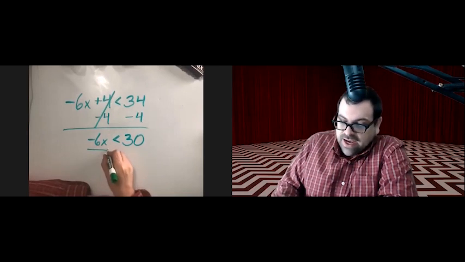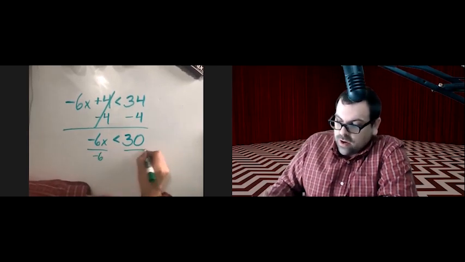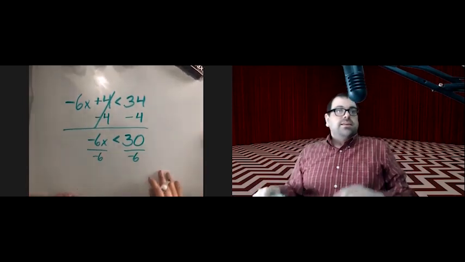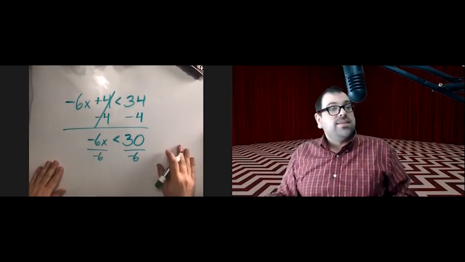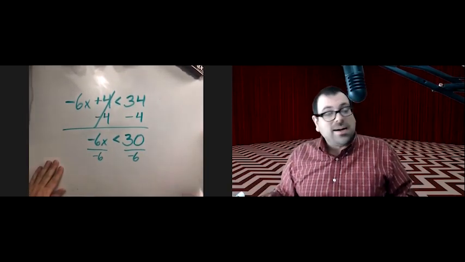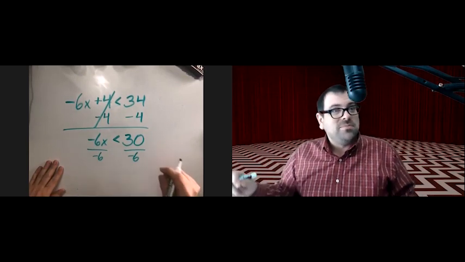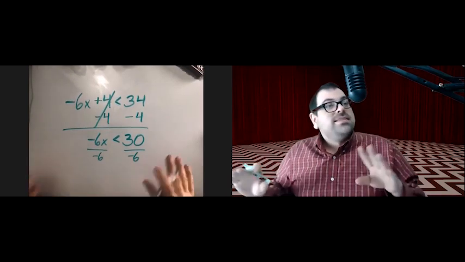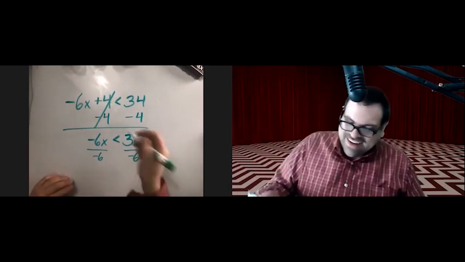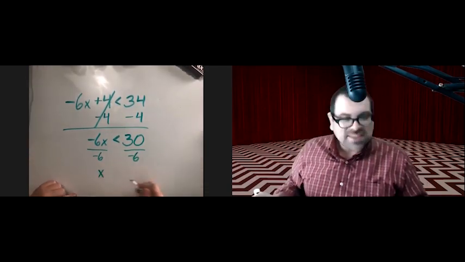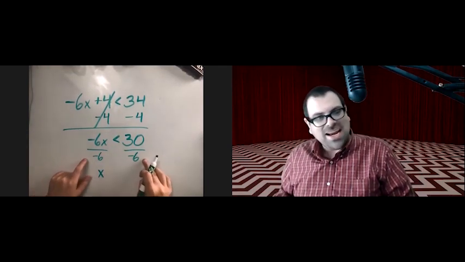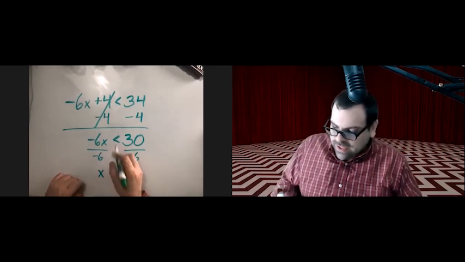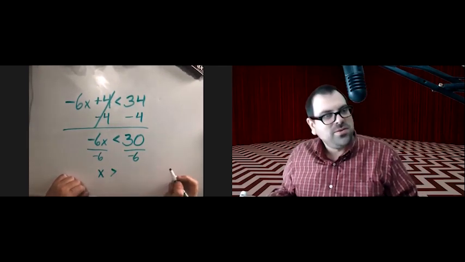I want to get the x by itself. I'm going to divide by -6. Warning, warning, danger, Will Robinson. We are left with x on the left, but since we are dividing by a -6, the less than becomes greater than.